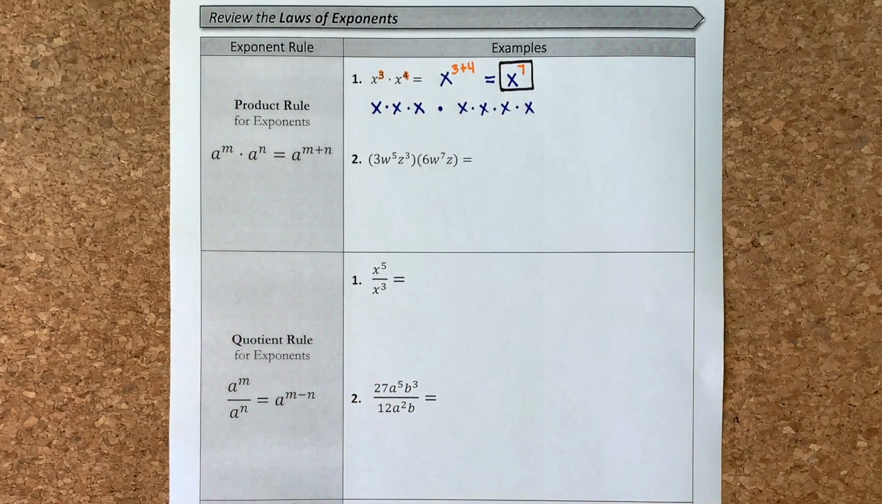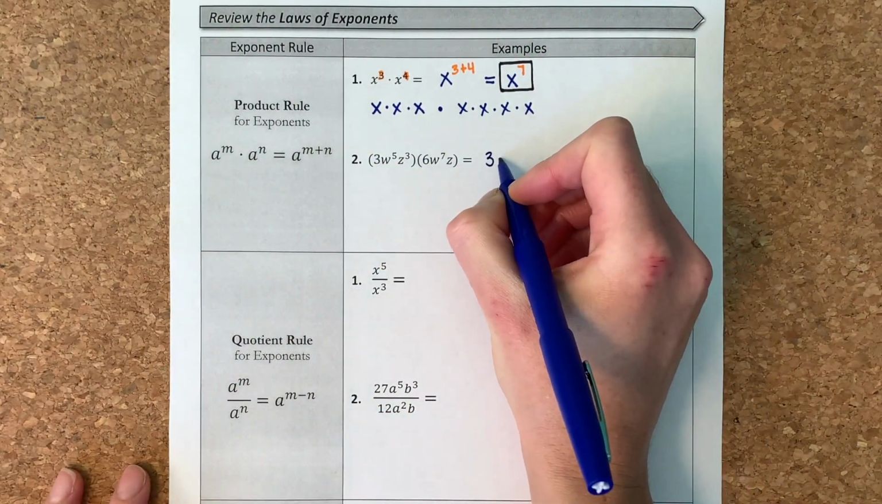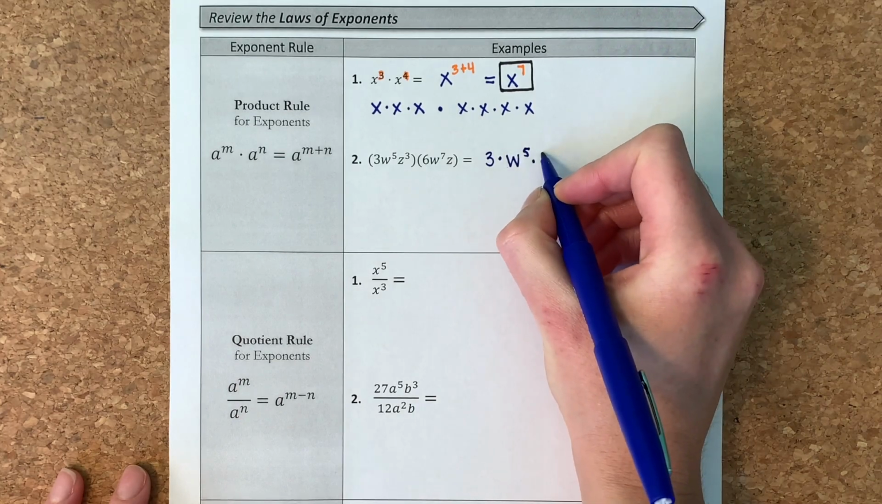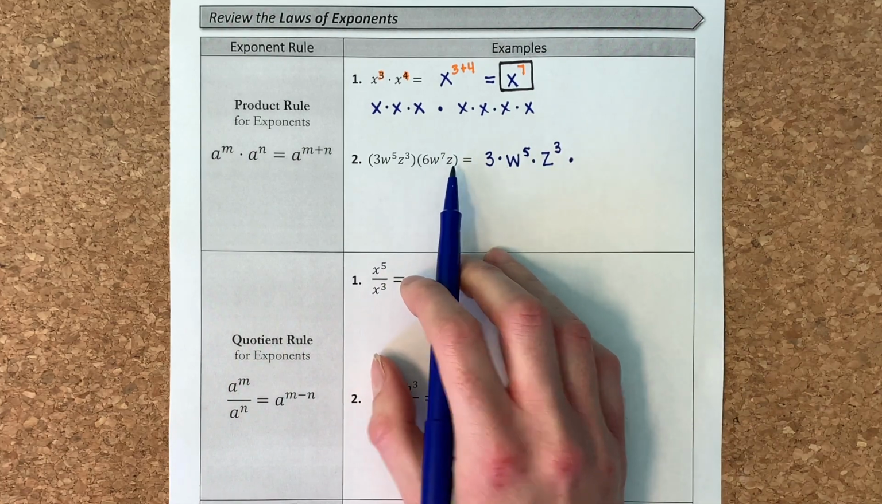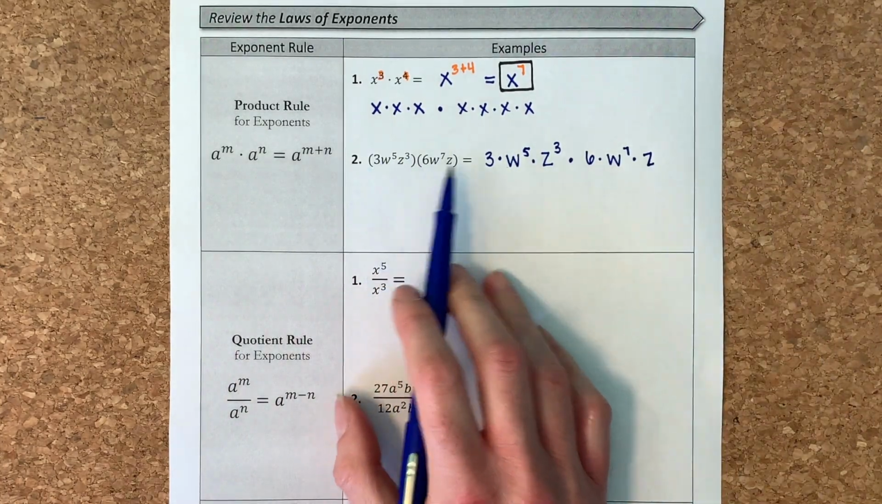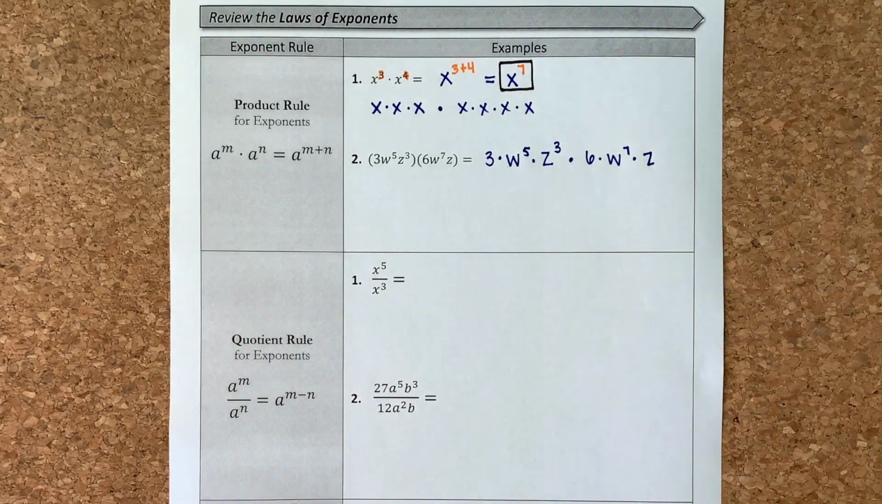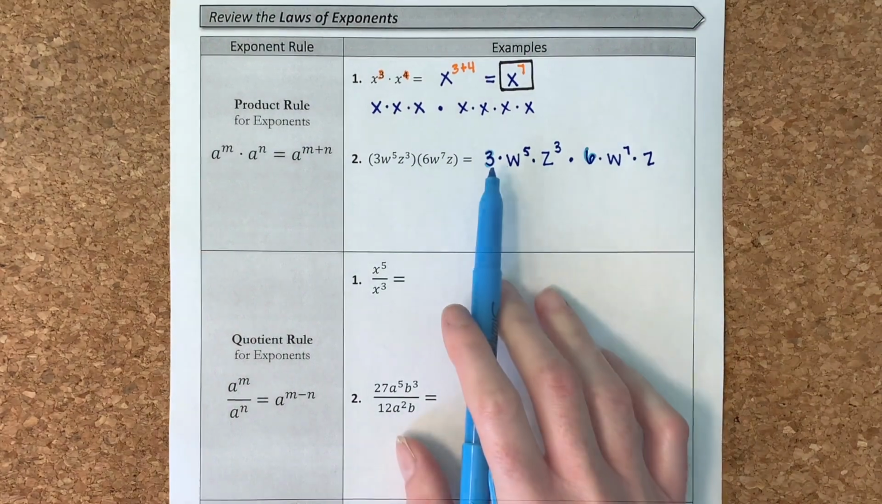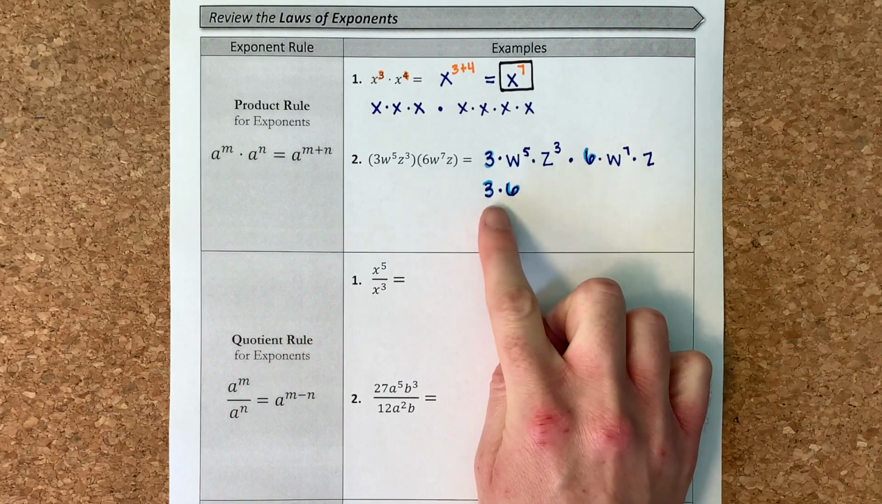I'm going to start by rewriting this. 3w to the 5th z cubed simply means 3 times w to the 5th times z cubed. And then we're multiplying by 6w to the 7th z, which means 6 times w to the 7th times z. These parentheses here just mean multiplication. If we add this multiplication symbol here, we don't need the parentheses. Now, when you're multiplying, we always multiply like pieces. So let's put the like pieces next to each other. 3 and 6 are just numbers, so those are like pieces. So I've written the 3 times the 6 right next to each other.